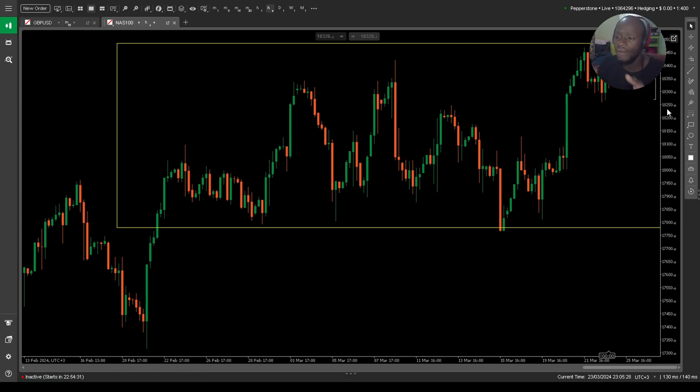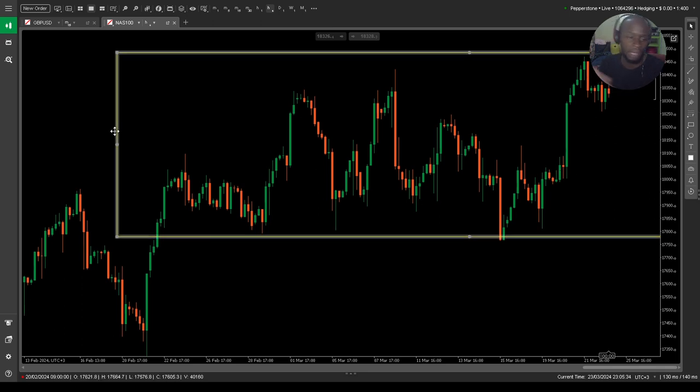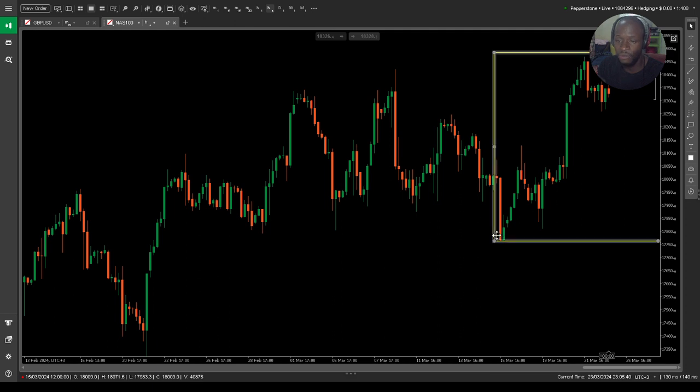Now for the current week, we are here now. My current dealing range, I'm going to shift all my focus. I'm not going to use all this. I'm going to shift all my focus from this box now, to the range from this low to the high.